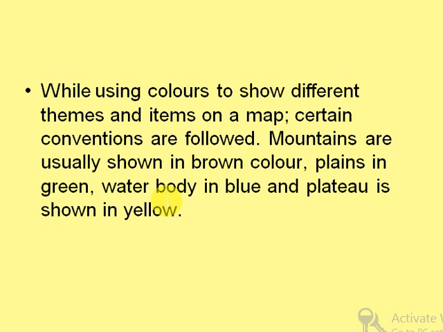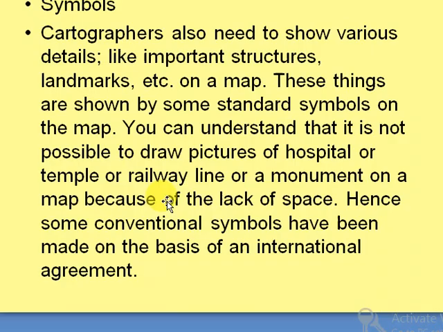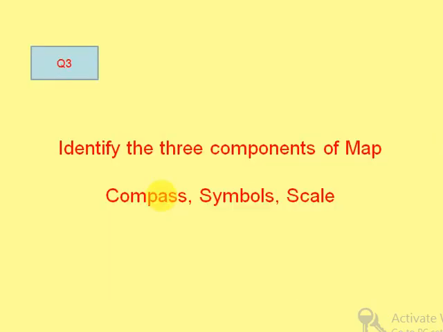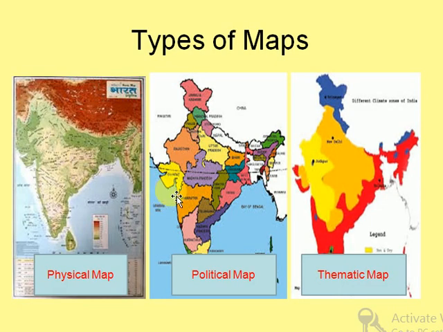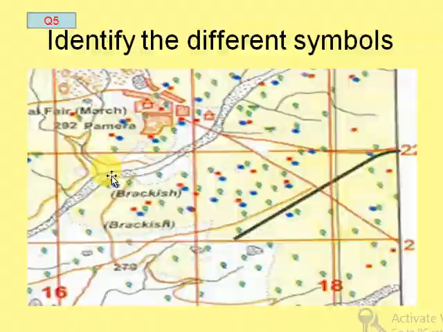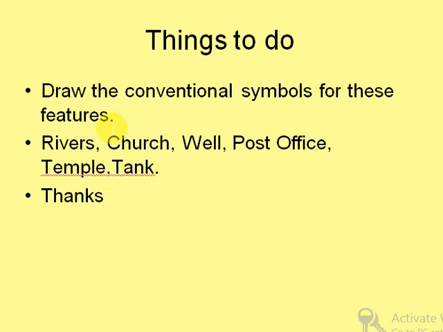Okay, mountains are usually colored in brown color. So we have seen this earlier in these maps also, if you see carefully, the first map which I showed you, the physical map. In this you can easily find out and identify the different colors which have been used to represent the different features. So now this was a good revision, I hope, for you. You must have understood it.